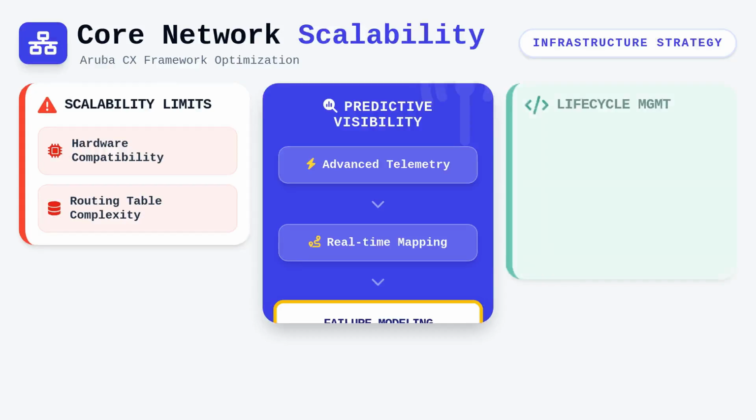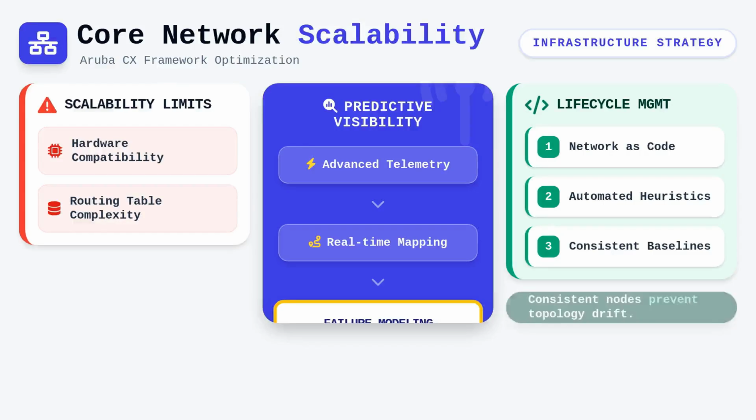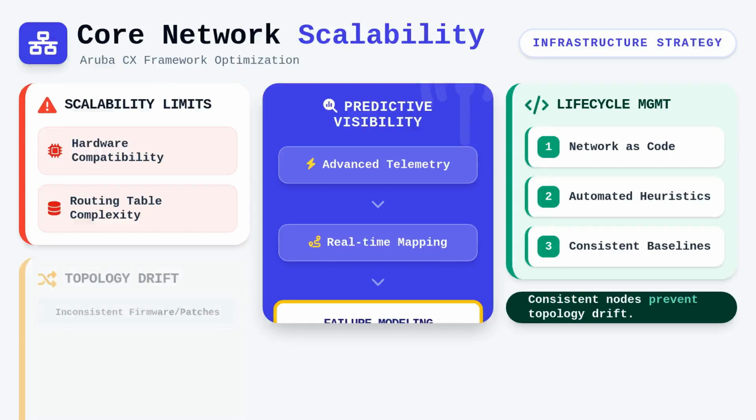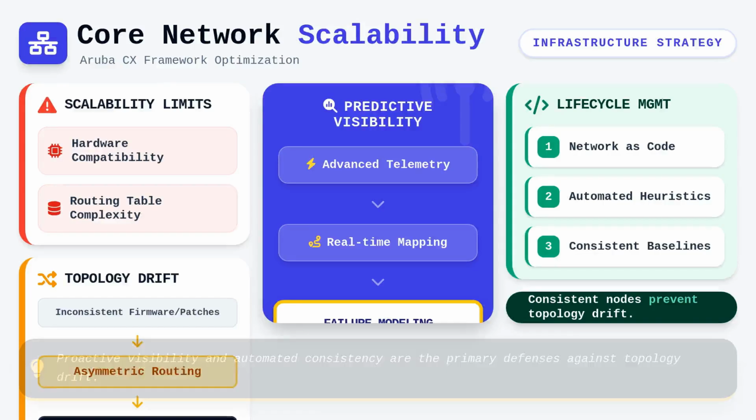Effective lifecycle management in this environment requires that we treat the network as code, utilizing automated deployment heuristics to maintain consistent configuration baselines across all fabric nodes. If a switch upgrade or a firmware patch is applied inconsistently, the resulting drift in the topology can lead to asymmetric routing, which creates intermittent connectivity issues that are notoriously difficult to track down.